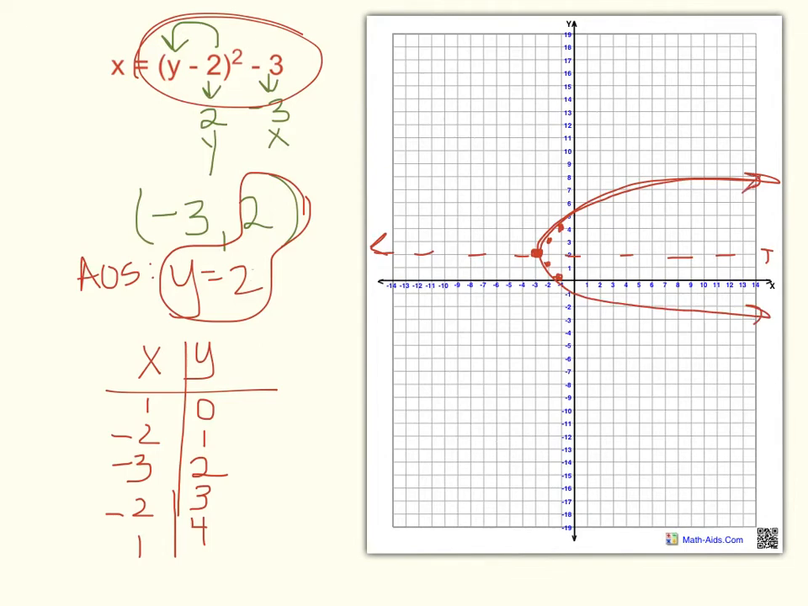So let's recap. We had to switch the order of our vertex, we had to switch our axis of symmetry, and we chose y's instead of x's on our t-chart.